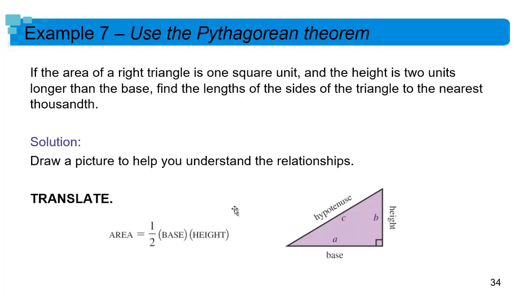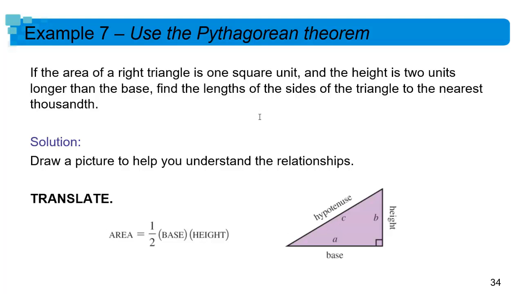Now here's something that doesn't use it. This just uses a right triangle and the idea that if we're trying to find area, we know it's 1/2 base times height. And it says if the area of a right triangle is 1 square unit and the height is 2 units longer than the base, can we find everything?